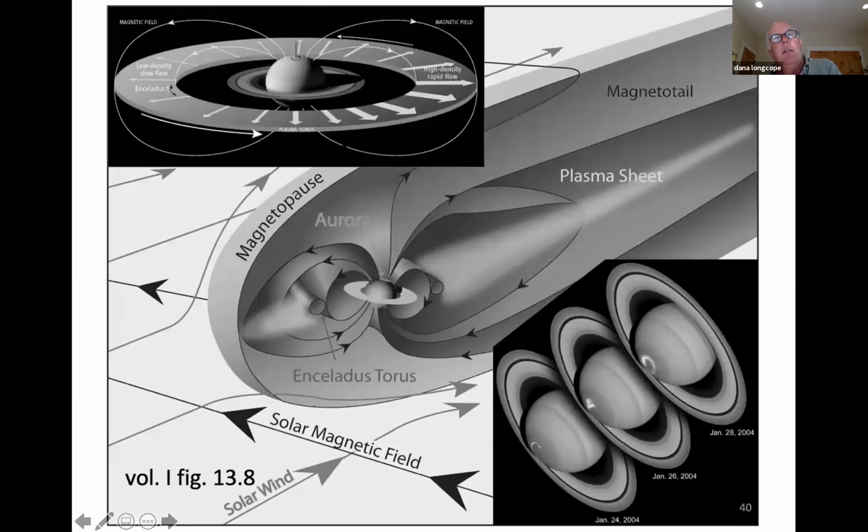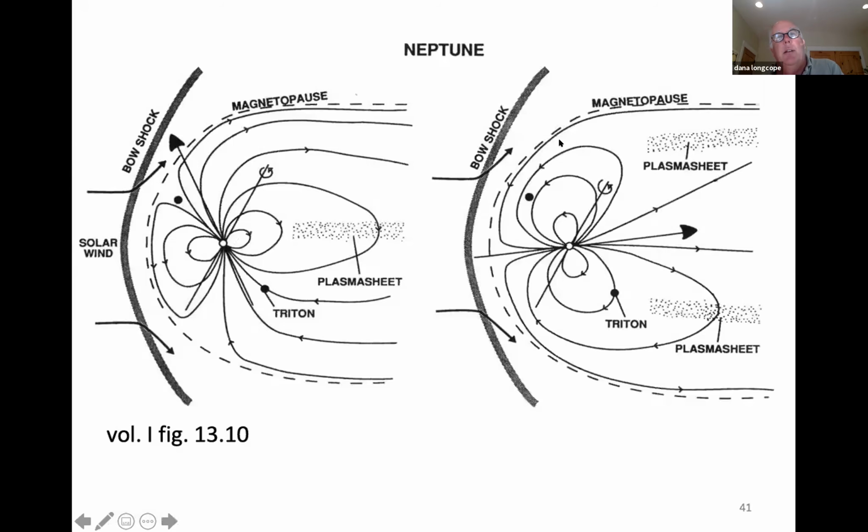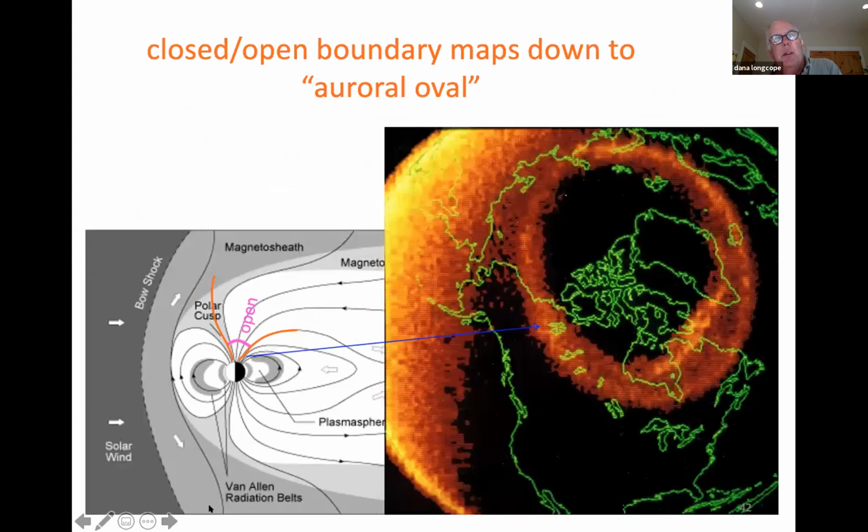And this is sort of a picture of some of these that are taken from some of the volumes. Even Saturn has this same structure. So you see nice aurora at the open-closed boundary of Saturn. And there's Neptune. So that boundary is what maps down to this region that we call the auroral oval. And I think we will talk about some variations in things that go on there.